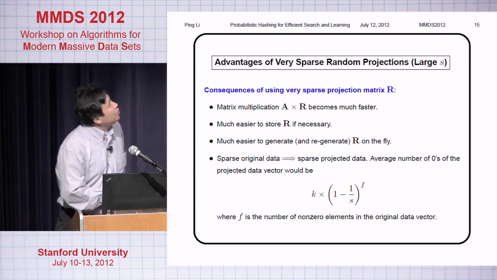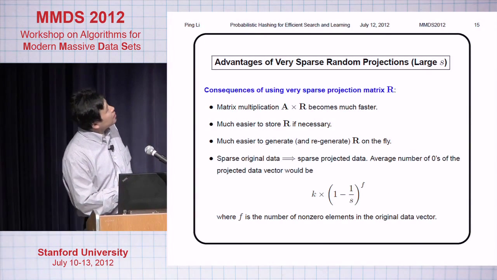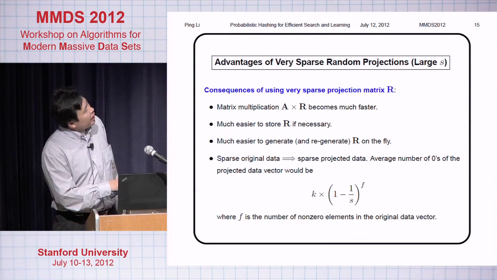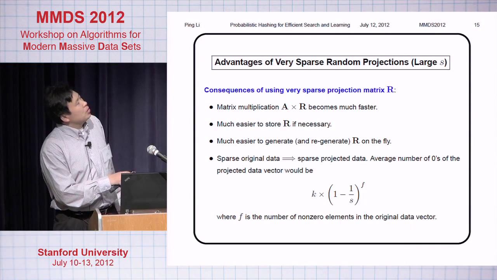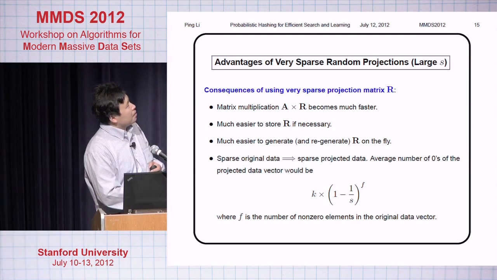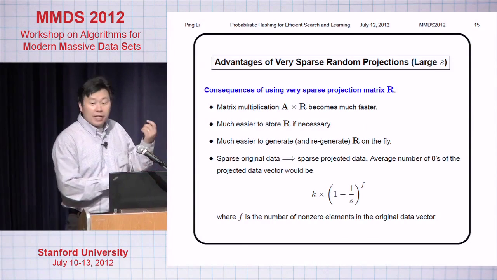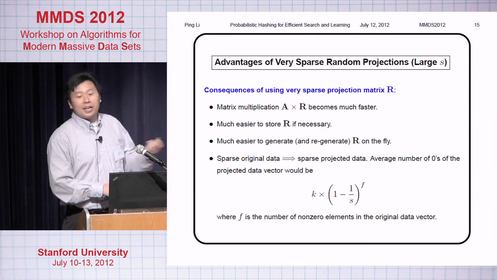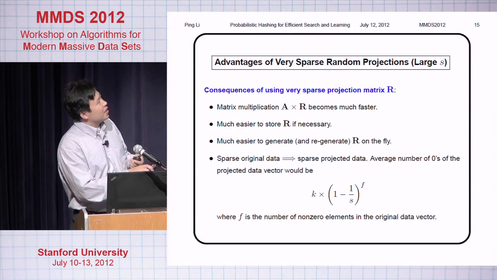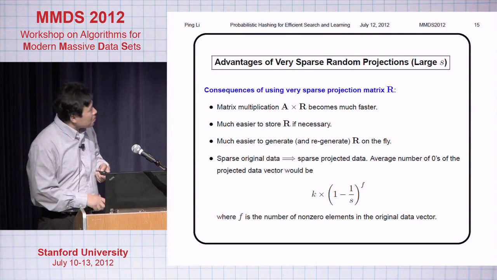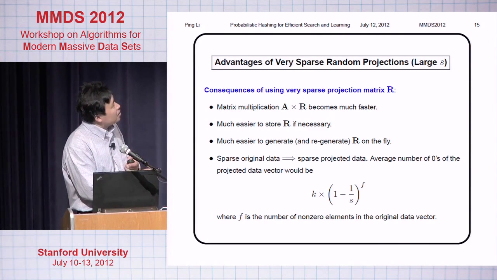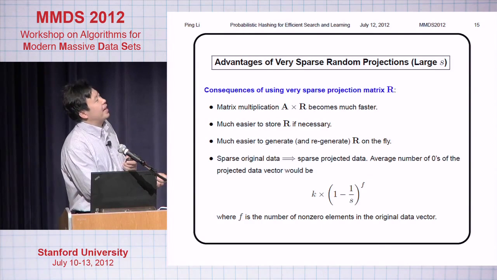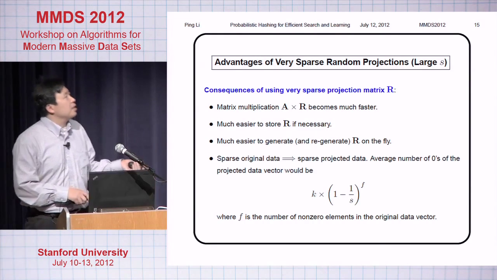So that's the summary of the advantages of very sparse random projections. Once R is very sparse, the matrix multiplication is much faster, and it is much easier to store R if necessary. Sometimes you don't store it, you regenerate it, but a much sparser matrix is much easier to generate. And also, if the original data is sparse, you get sparse projected data. So it's actually sparsity preserving.